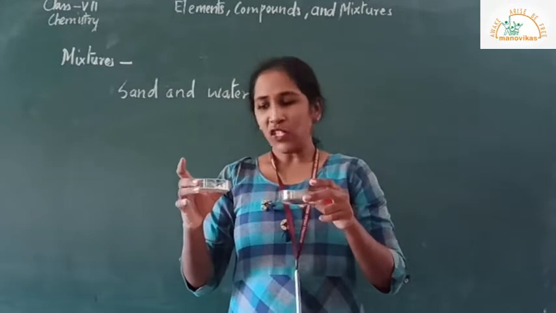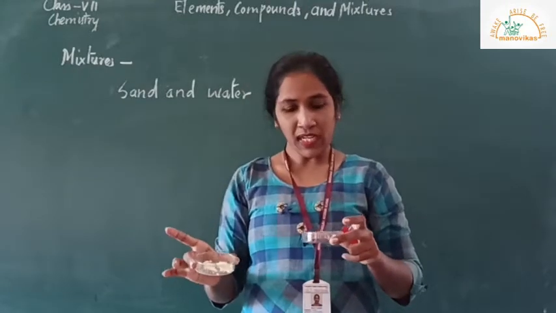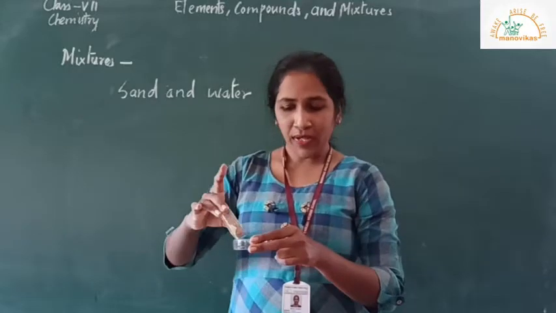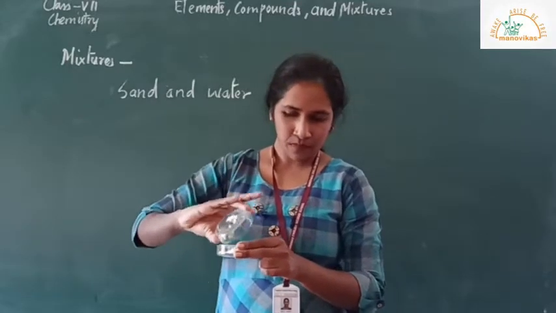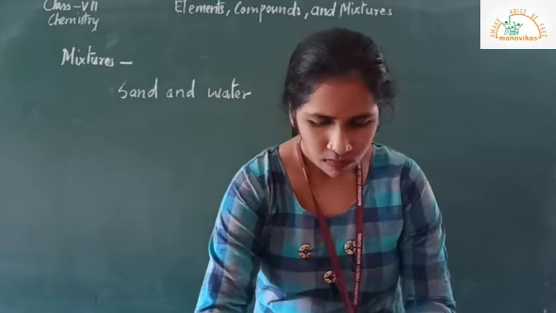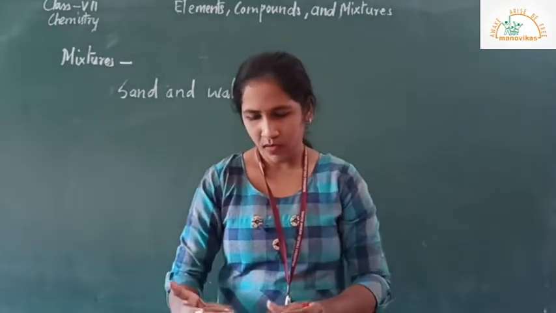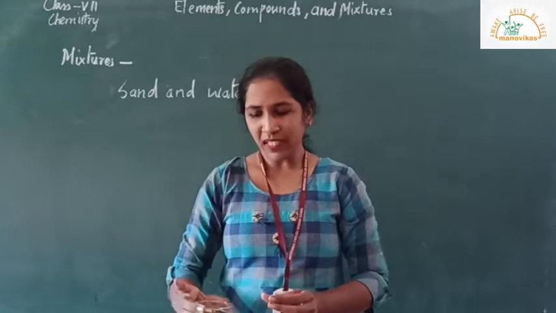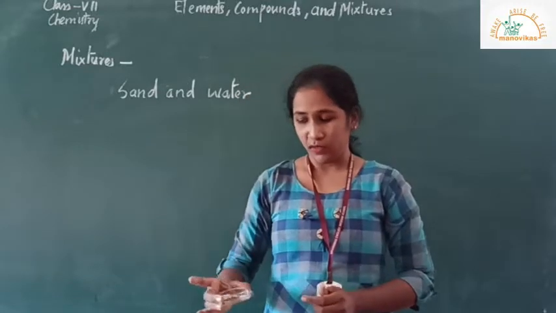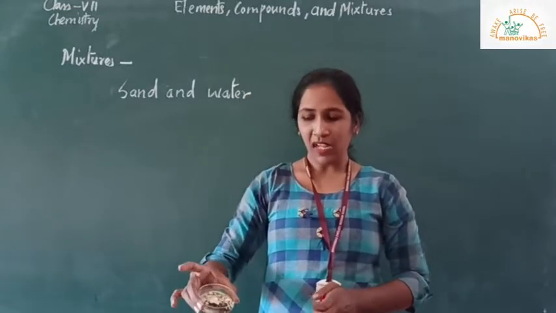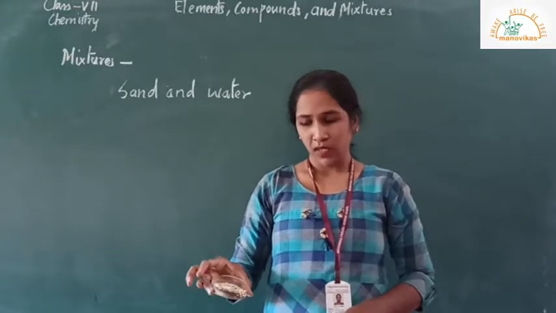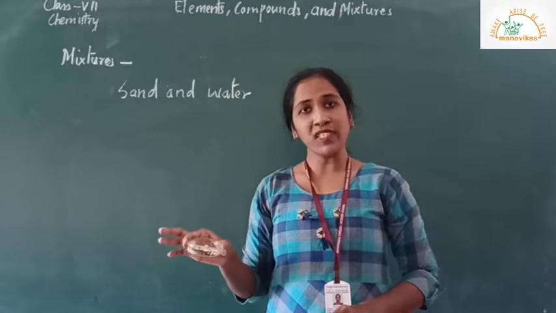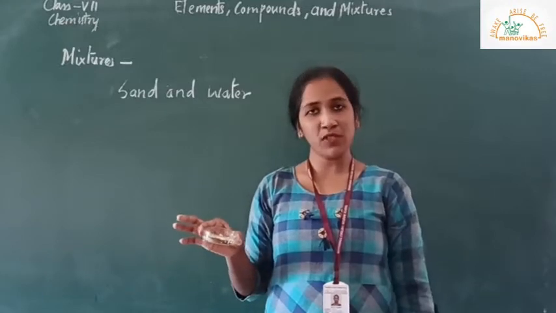Similarly, let's take one more example. In this petri dish I have taken sulfur, and here I have taken iron filings. When I mix this, I get a mixture. So here I have obtained a mixture. So I can separate this. Now how can I separate this?